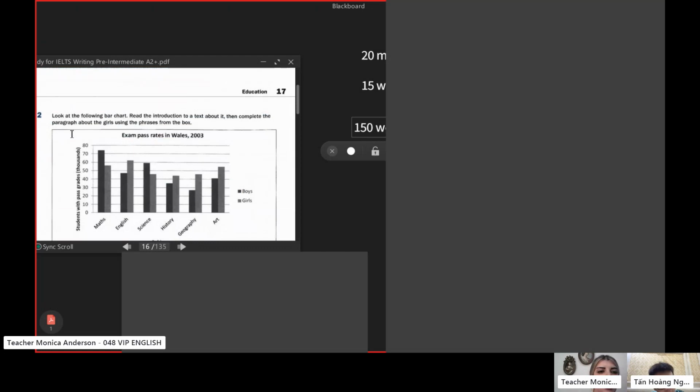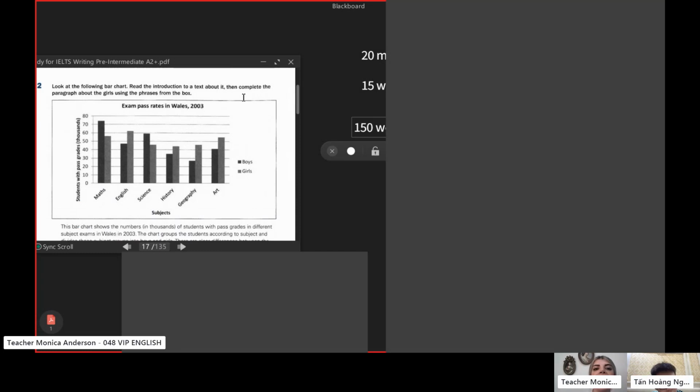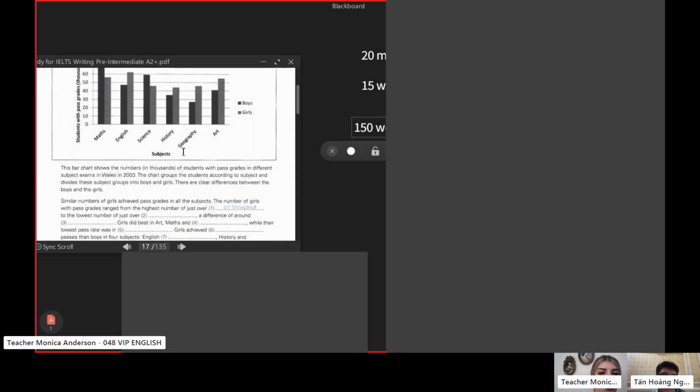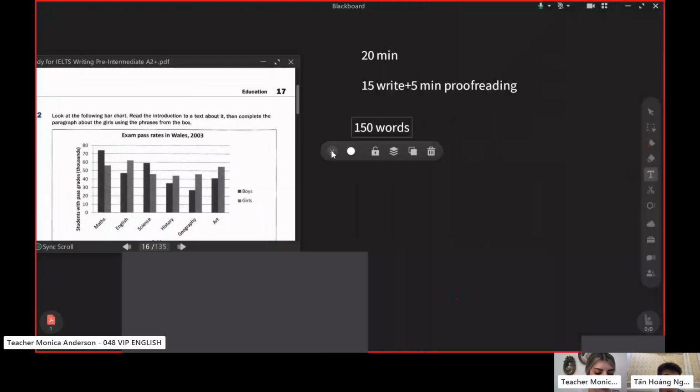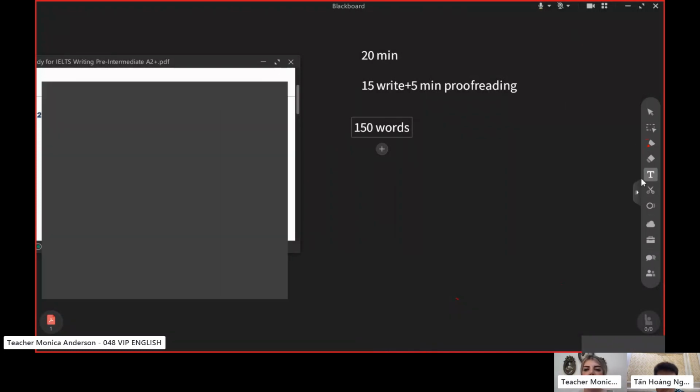Well, now let's take a look at the following bar chart with the introduction text, then complete the paragraph about the girls using the phrases from the box. So first of all, let's talk about introduction. That is really important. The first thing that you need to know about writing task 1 is the parts of writing. Your text should include some sections, some paragraphs. The first paragraph should be introduction.